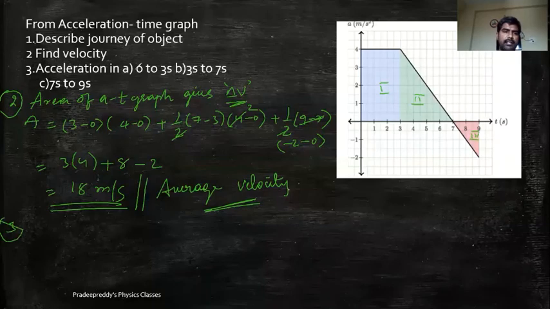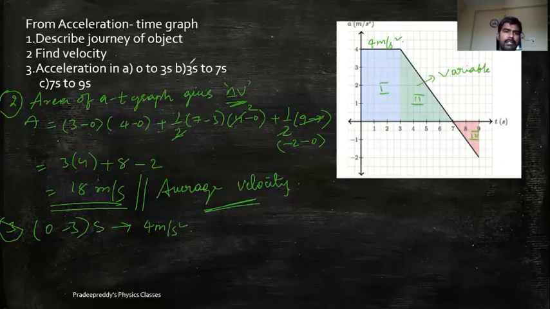Acceleration in 0 to 3 seconds. What is acceleration? 4 meters per second squared. This is the value, 4 meters per second squared, from 0 to 3 seconds. Next, from 3 seconds to 7 seconds, what is its value? Variable. So from 3 seconds to 7 seconds, A is variable. It is not a fixed value. What is happening here? From 4 it is tending to 3, 3 to 2, and then 2 to 1, and 1 to 0.